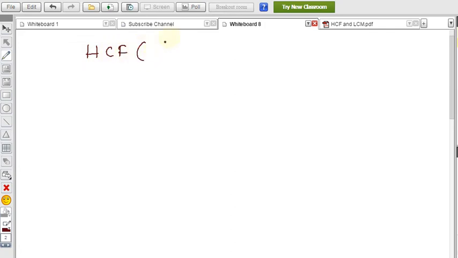So this is highest common factor. The HCF of two or more numbers is the greatest number which divides each of them exactly.